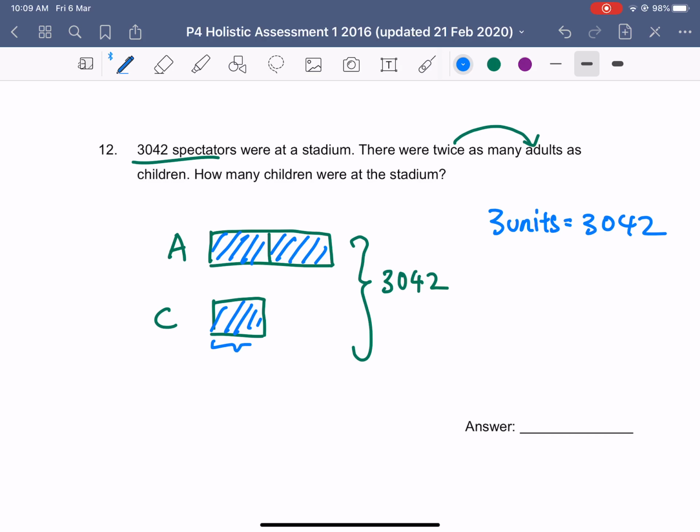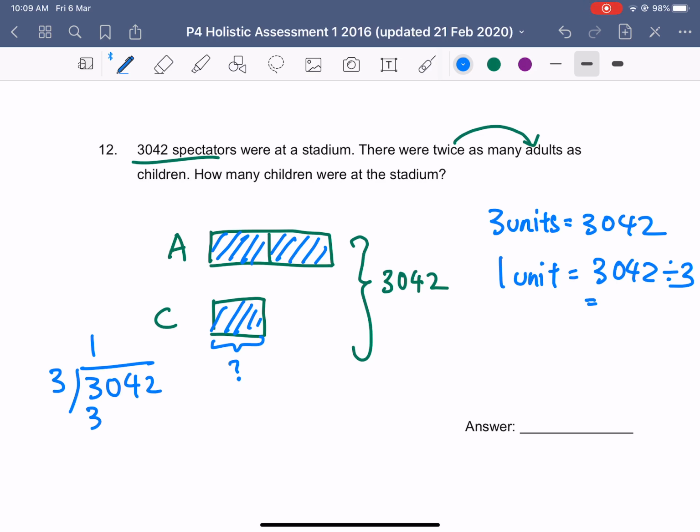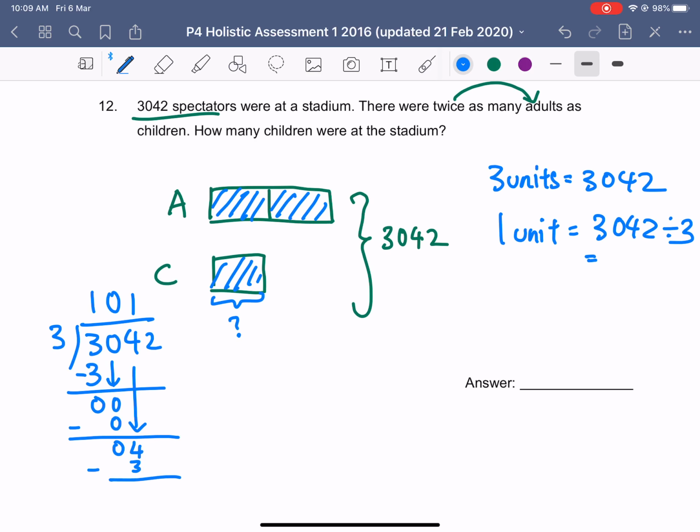In order to find the children, I will need to know how much is 1 unit. So I'm supposed to take 3,042 divided by 3. It is testing us on division again. 3, 0, I can't divide, so it's a 0 still. Bring down the 4, I have got a 3, with a remainder of 1, bring down the 2, is 12, divide by 3 is 4. So I know that there's about 1,014 children.